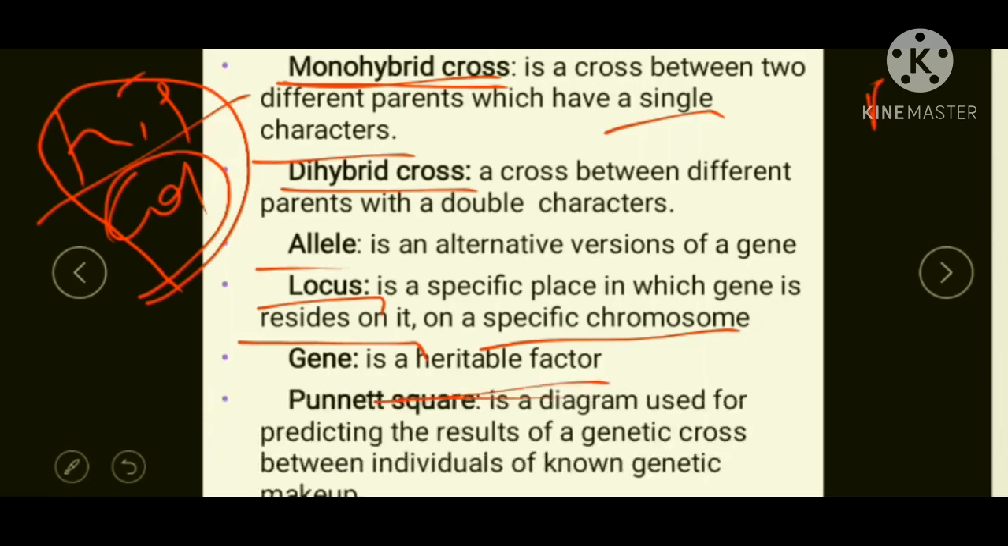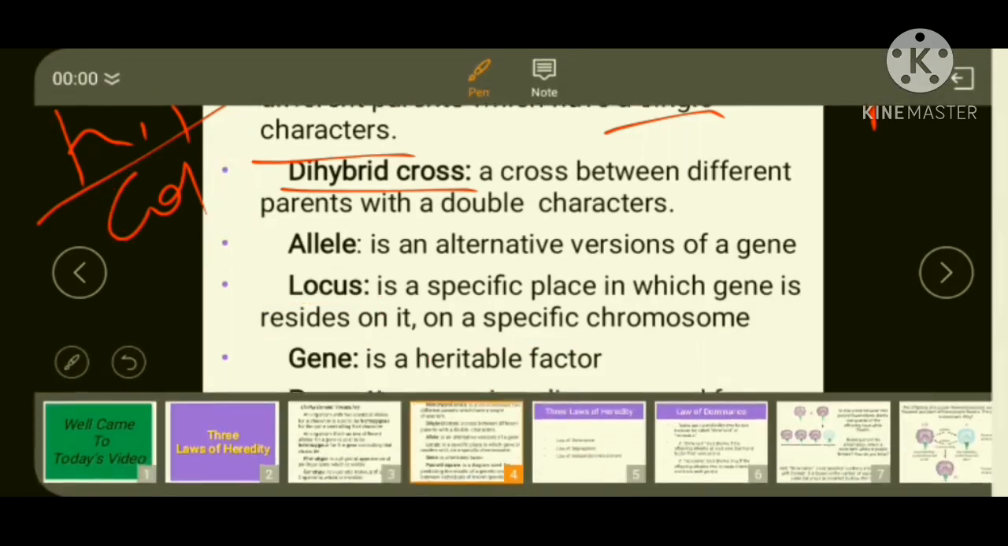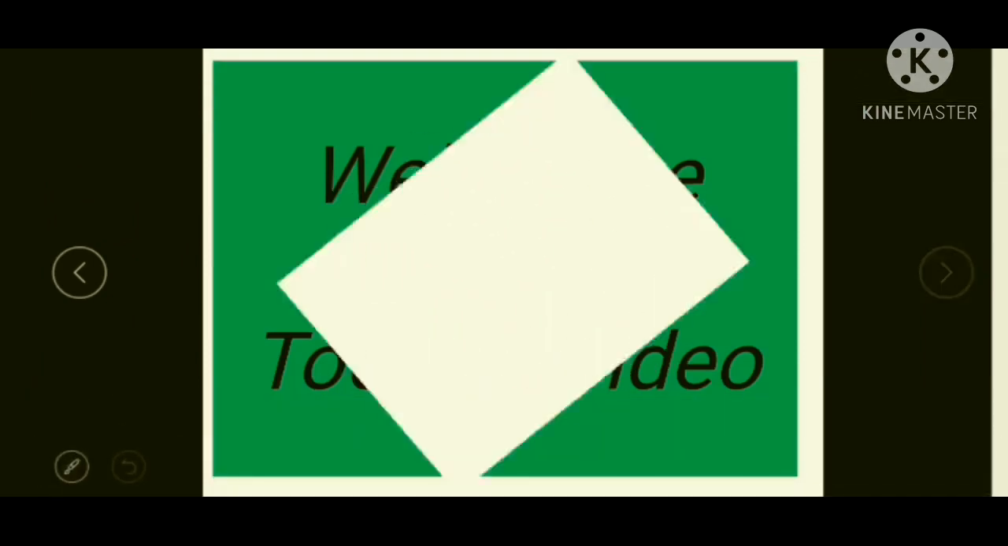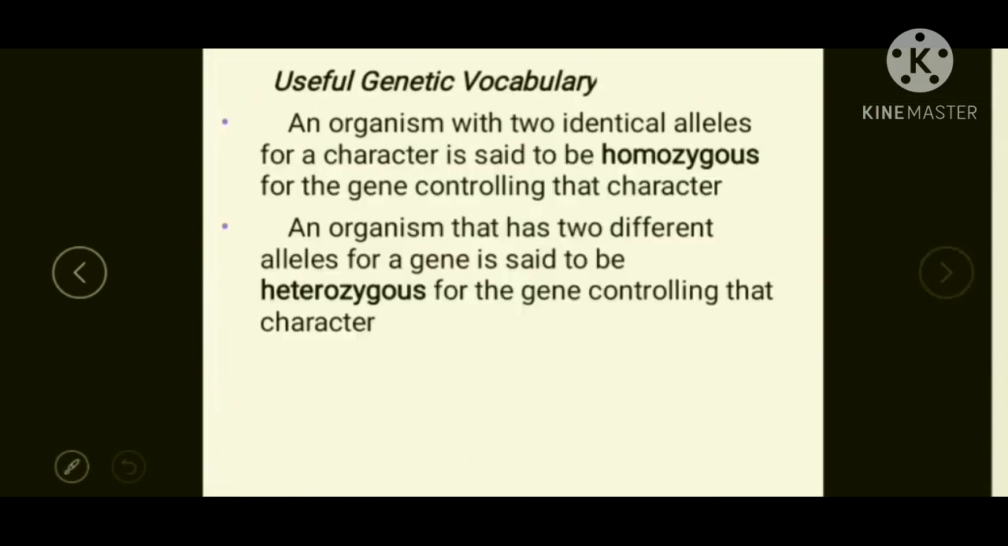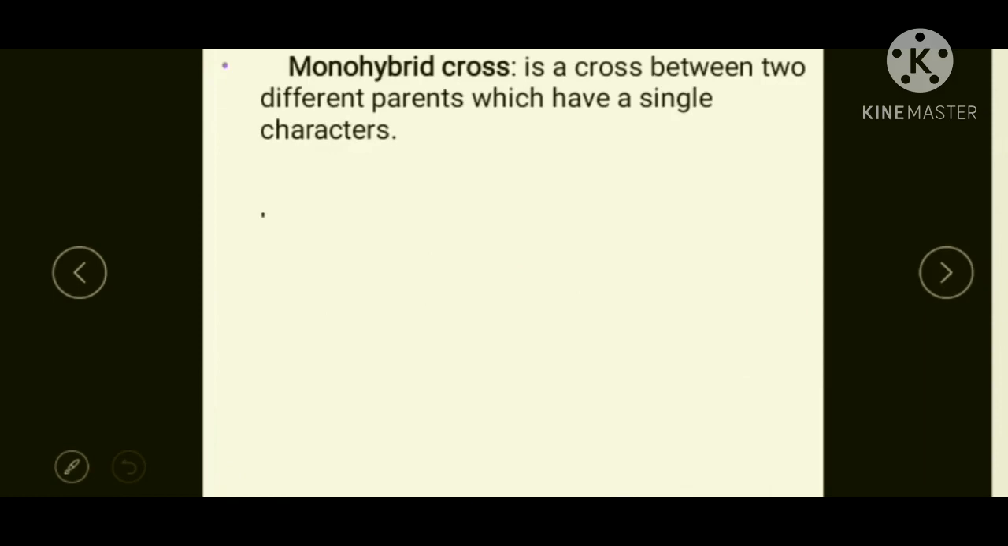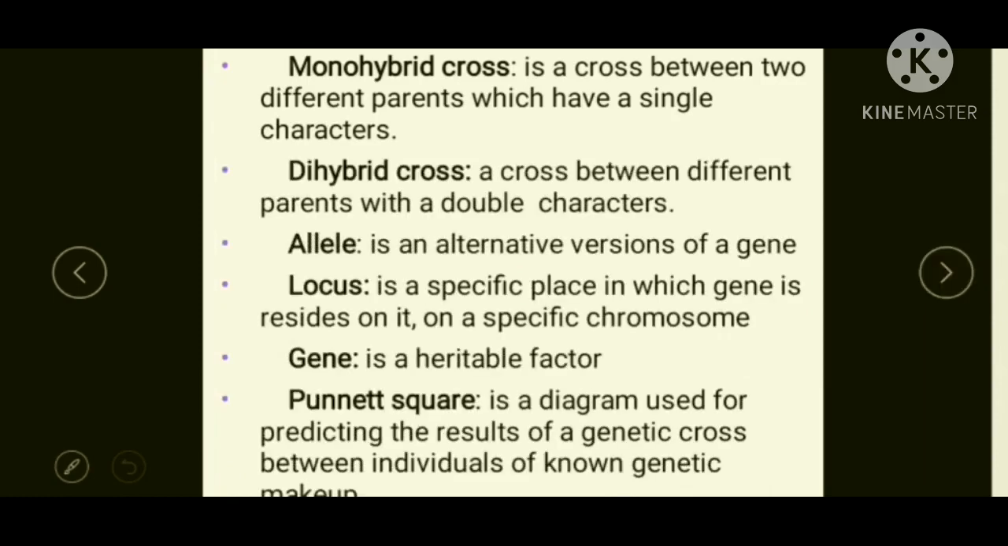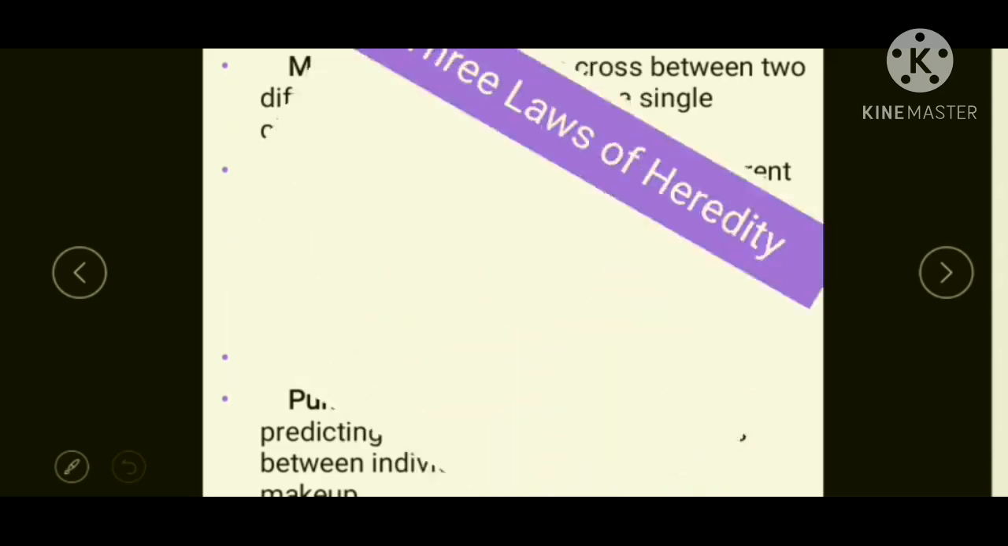The other important genetic vocabulary is the Punnett square. A Punnett square is a diagram that is used for predicting the result of a genetic cross between individuals.